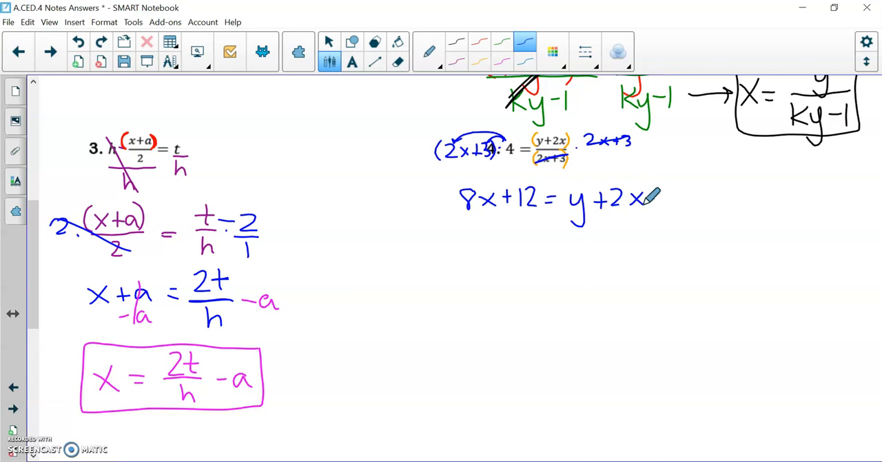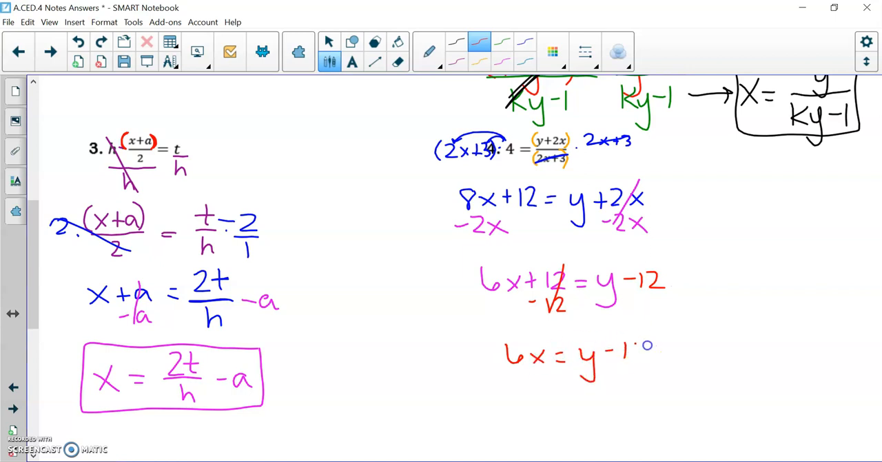Now, we have x's on both sides. We can't just isolate one x. We need to get the x to one side. So I'm going to subtract this 2x over. So I have a 6x plus a 12 is equal to a y. And now I'm going to solve for x from here by first subtracting 12 from both sides. And I have a 6x is equal to a y minus a 12. And then I divide by 6 on both sides.